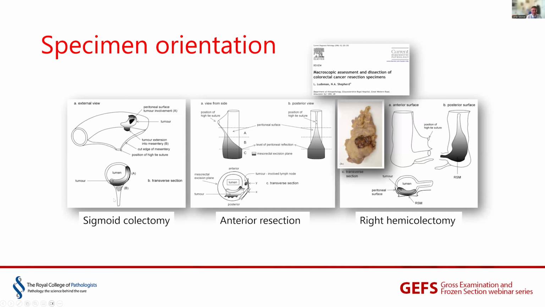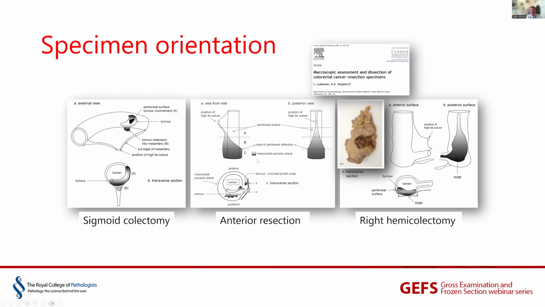Looking at a cross-section of the tumour, you may be differentiating between a pT3 tumour and a pT4a tumour, looking for peritoneal surface involvement. So that's going to be an important part to sample. You might be looking at tumour extension into the mesentery here as well. But the anatomy of these specimens is usually relatively straightforward.